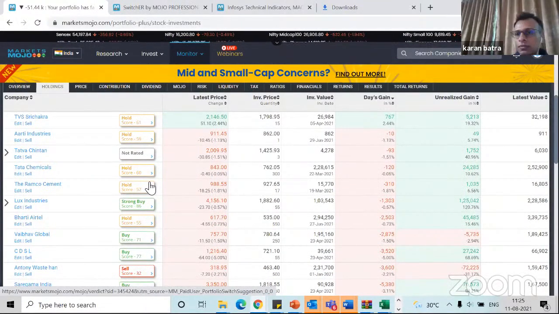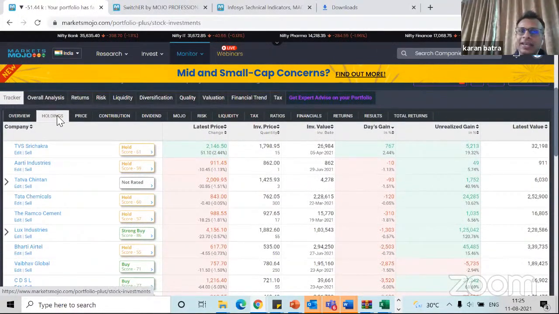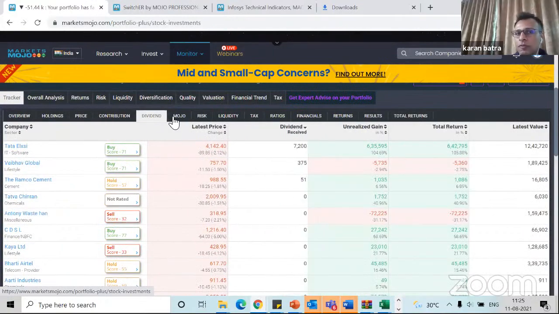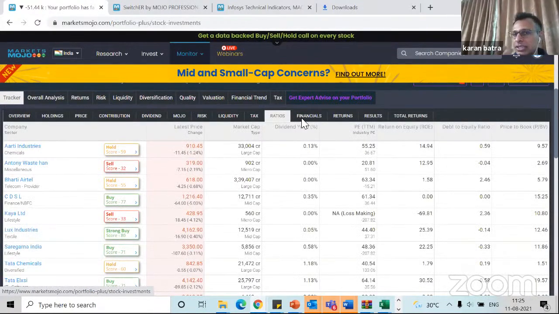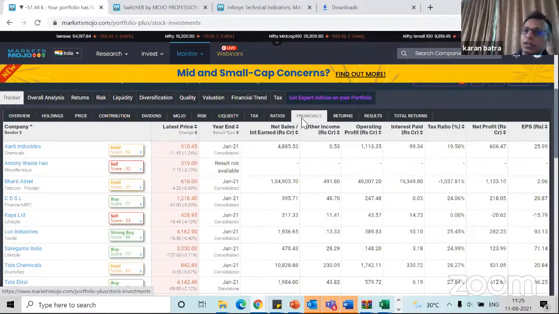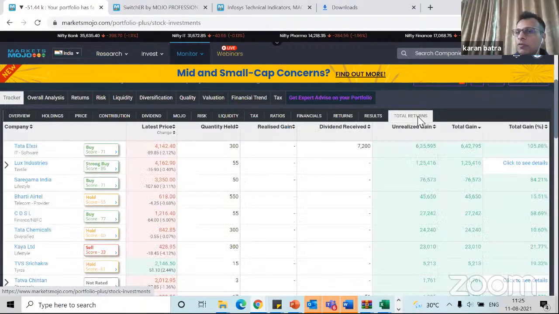Now, you'll get at many places, which is your holdings and what has happened to your holdings, what are the returns from day to day. Again, like the watch list, there is much deeper information of, let's say, dividends, ratios, financials, the results, which is all presented in a table format so that you can easily understand what is happening with your holdings.